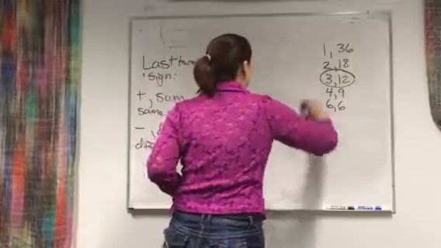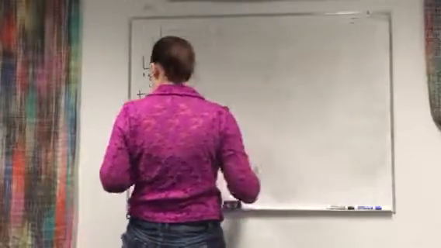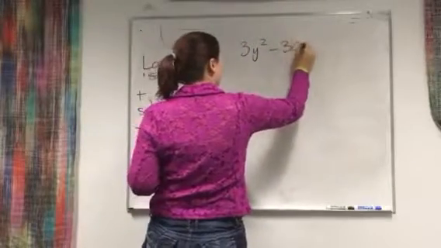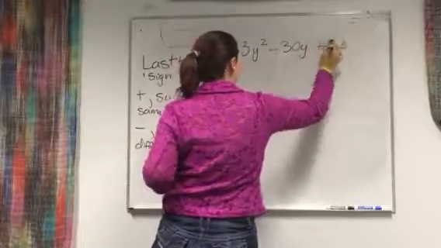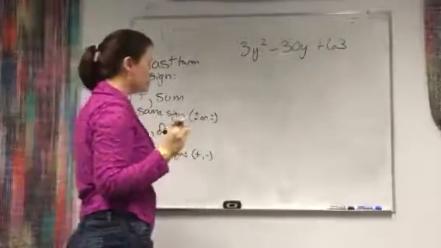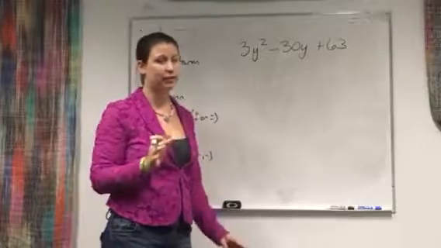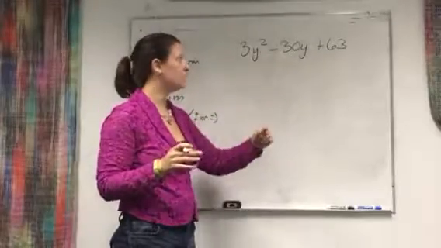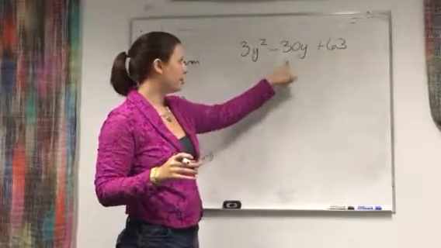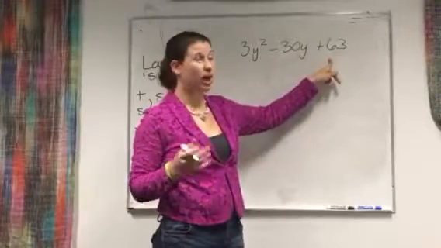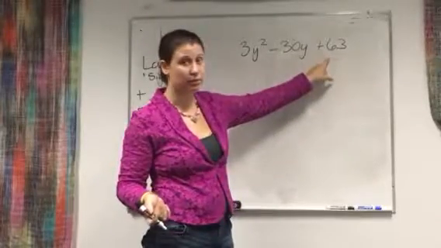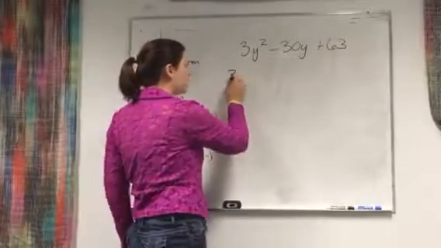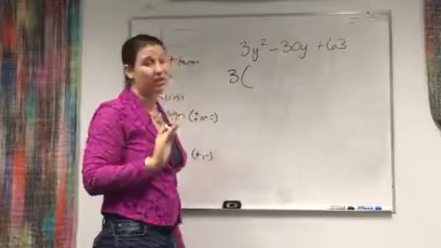Okay, let's look at another example. If we have 3y squared minus 30y plus 63. There's one thing we need to look for first in every factorization problem. You must always look for commonality. So 3y squared, 30y, and 63. They don't have a variable in common because this one doesn't have a variable, but they all do have a 3 in common. So we can factor a 3 out and make this factoring a whole lot simpler.